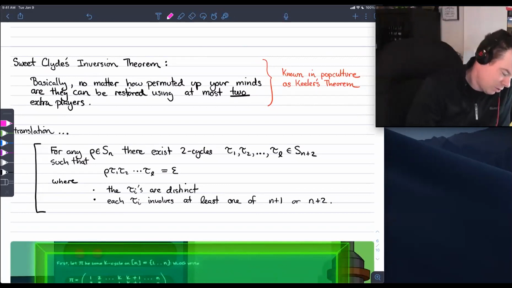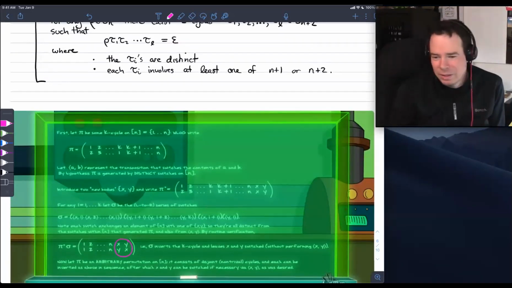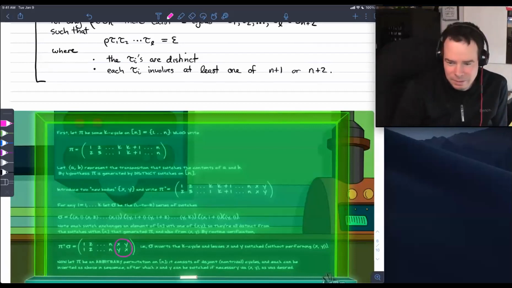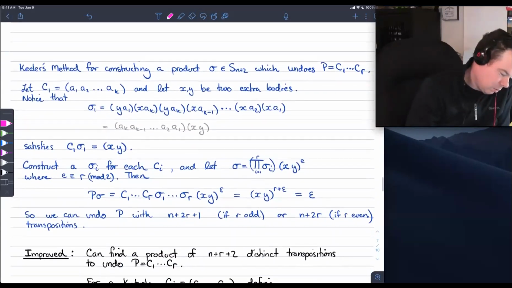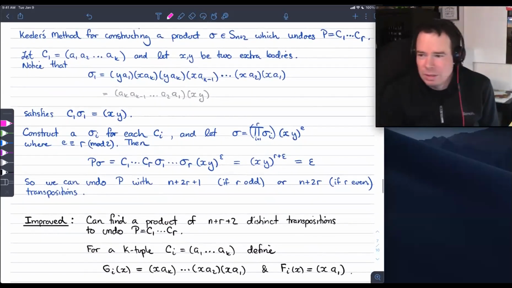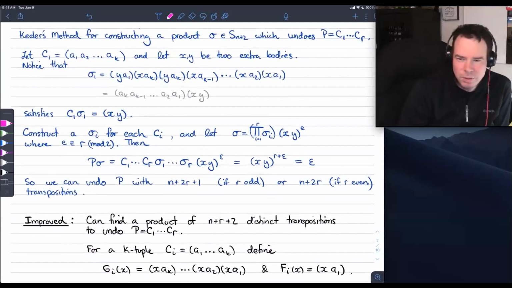And since then, people have tried to optimize it. In other words, can we do it in fewer swaps than Keeler's theorem indicates? And so I'll indicate what Keeler's theorem actually did. So this is taking that stuff from the blackboard, or that green board, and writing it out.